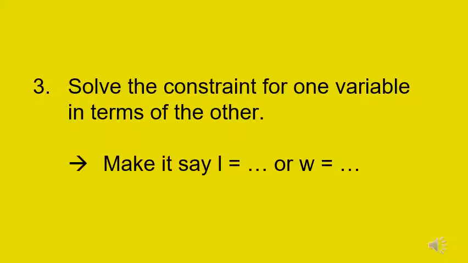The third step is to solve the constraint for one variable in terms of the other. In both of the problems we're going to do today, the variables basically are length and width, although if you read them closely, they actually use a different variable than L. And basically what I want to do is make the equation either say L equals something in terms of W, or W equals something in terms of L. It doesn't matter which way you do it, although sometimes one of them's easier to come up with than the other, but you just want to write one variable in terms of the other.